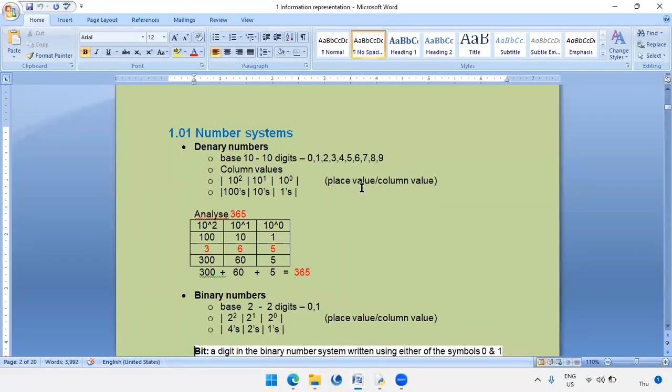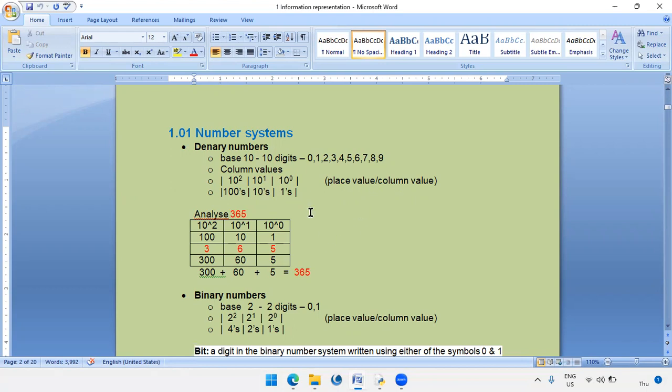So these are called place value or column value. For each column, there is a value. And the values are determined like this. The first column is 10 to the power 0, which is 1. And that's called ones column. And the next one is 10 to the power 1, which is 10. And it's called tens column. And the third column is 10 to the power 2, which is 100. And that's called hundreds column. That's why it's a ones column, tens column, hundreds column.